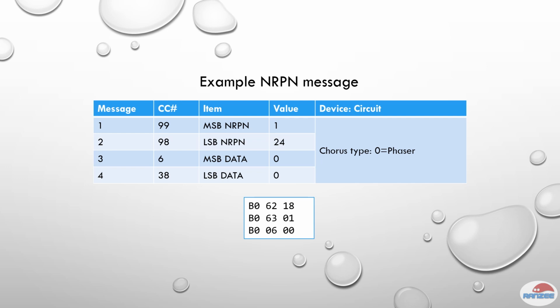Remembering that the value of 62 in hex is the value of 98 in decimal. The value of 18 in hex is the value of 24 in decimal. So the table above shows the decimal values, and the MIDI controller monitor values below are in hex. So just remember, you've got to understand what hexadecimal is. Now this particular message will set a chorus type to 0, which happens to be the phaser, on a Novation Circuit. So there is an example of an NRPN message. And it's pretty easy when you think about it, it really isn't as hard as what people may think at first.